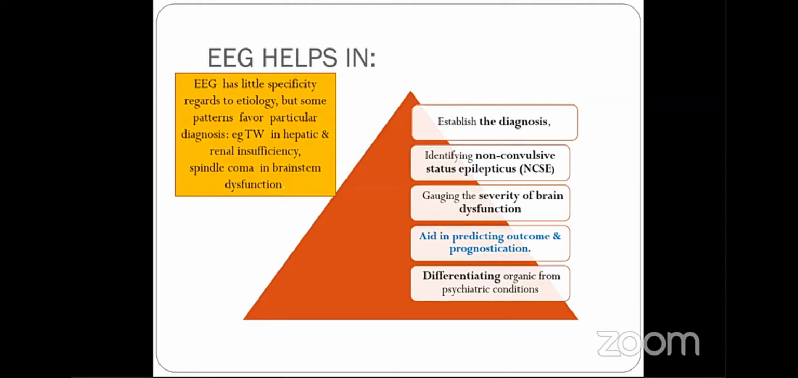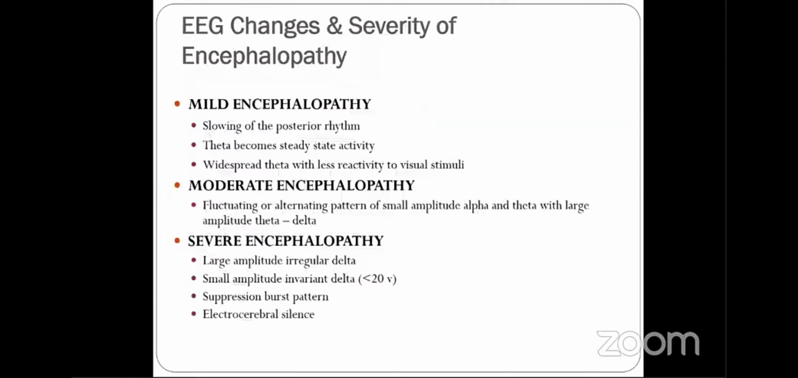Now the important thing is EEG does not have specificity for the etiology. But definitely there are certain patterns, like triphasic waves, which we see more often in hepatic and renal insufficiency. We have alpha coma and spindle coma, which are seen more in brainstem dysfunction. So it definitely helps you towards that, but it does not tell you what the etiology is.